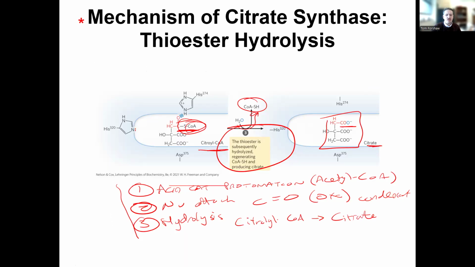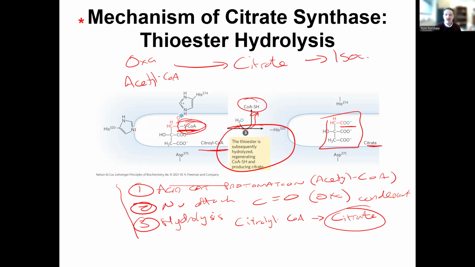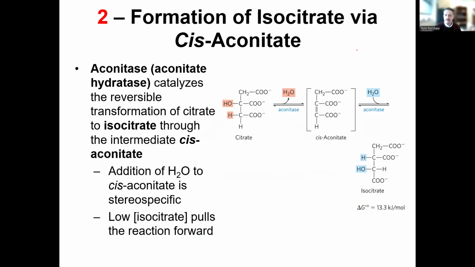Now we'll move on to step 2. So we've generated this citrate. We've got the oxaloacetate and the acetyl CoA to citrate. Next step is going to be a rearrangement of citrate to isocitrate. Step 2 is the rearrangement of citrate to isocitrate with this enzyme aconitase.